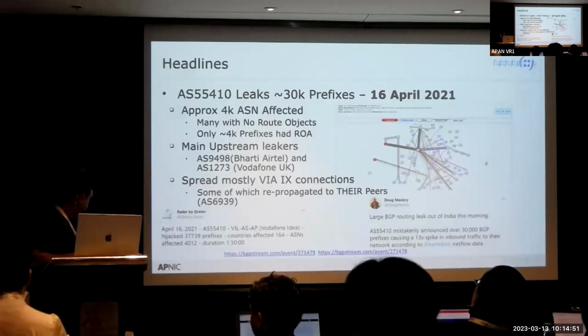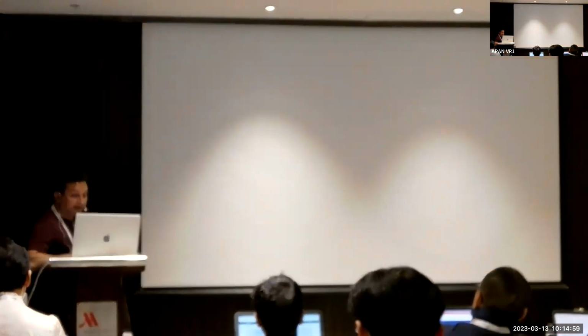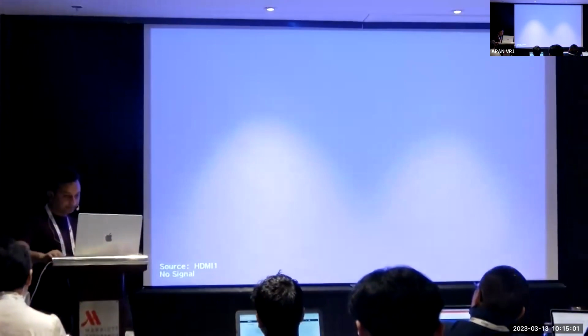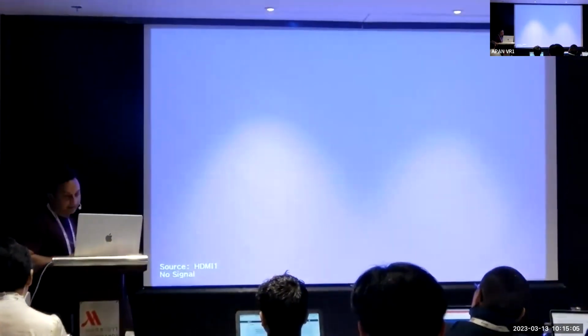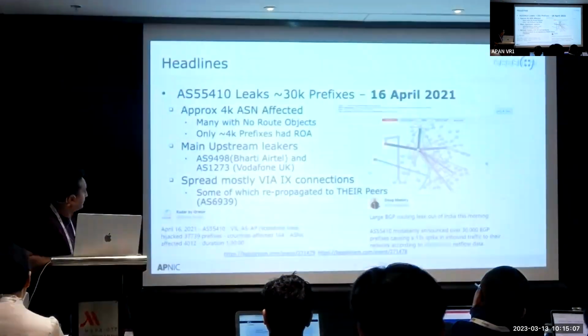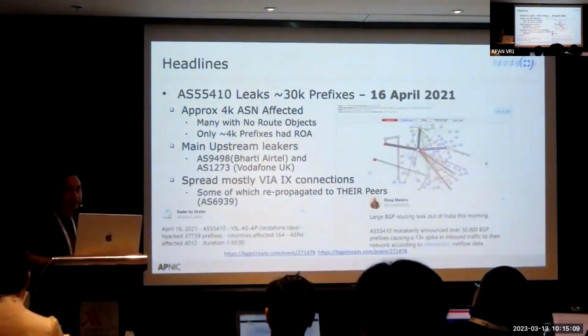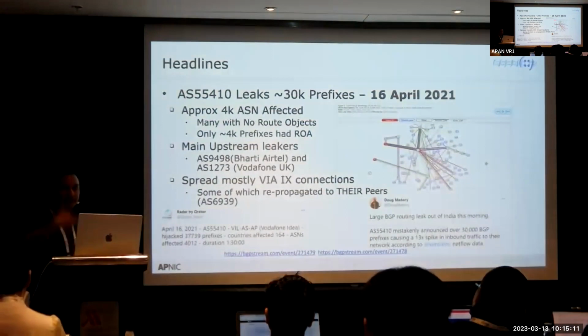And it spread mostly through IX, Internet Exchange Point connections, and was also repropagated by 6939, that's Hurricane Electric. So this is also by mistake. Okay? So they mistakenly announced prefixes, and they were announcing 30,000 prefixes on the internet, means they're all taking all the traffic into their network, right? So that's a lot of traffic.